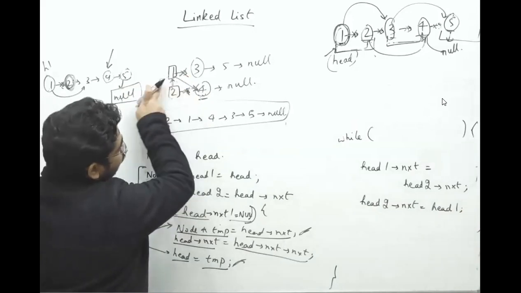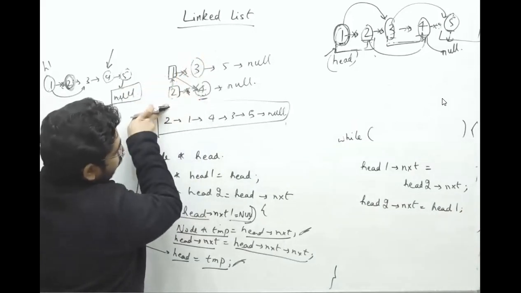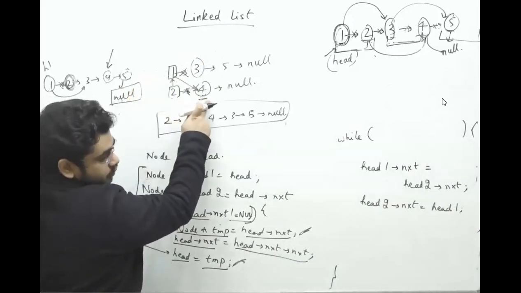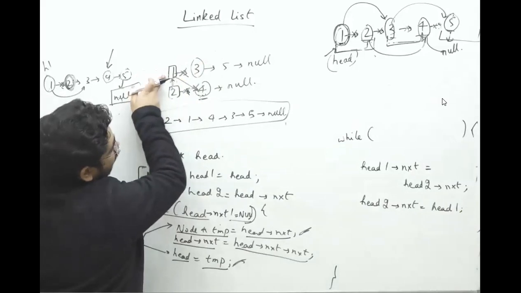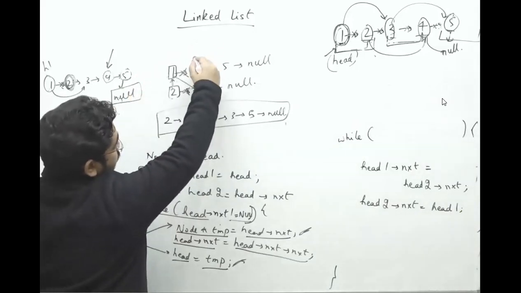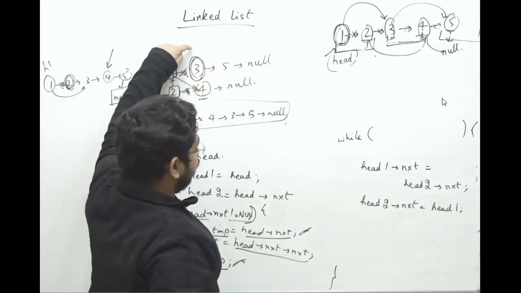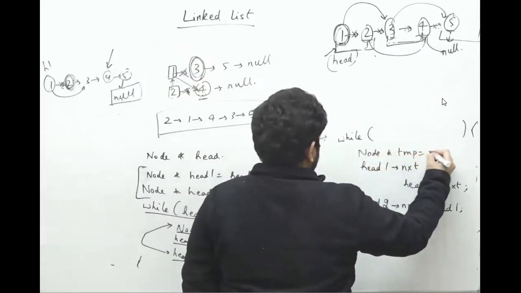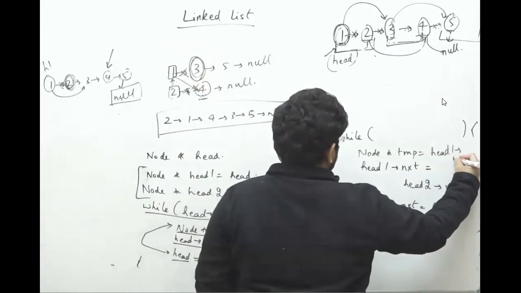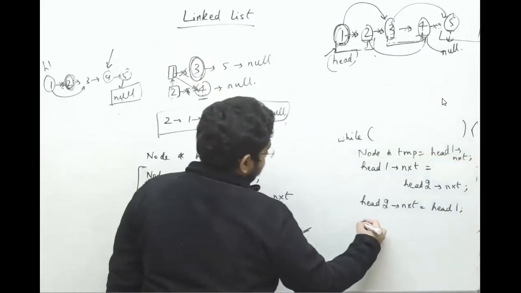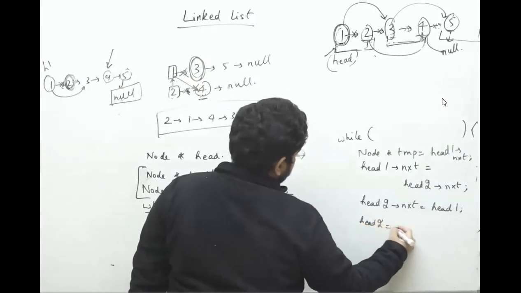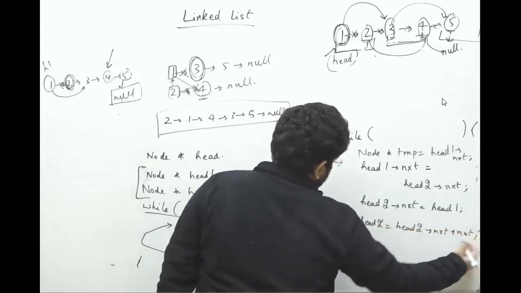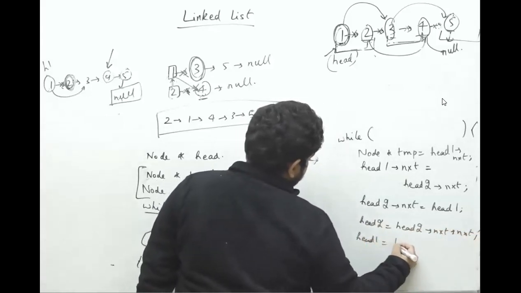Now the only thing is moving head 1. I can move head 2. Head 2 can be just moved by head 2 equal to head 2's next. I can move it to 4. But moving head 1 is difficult because it's at 3. So how to do that? I need to store this in a temp. So node star temp equal to head 1's next. And I'll say head 2 goes to head 2's next, and head 1 goes to temp.